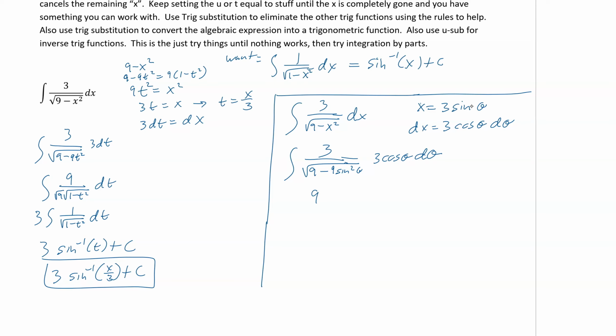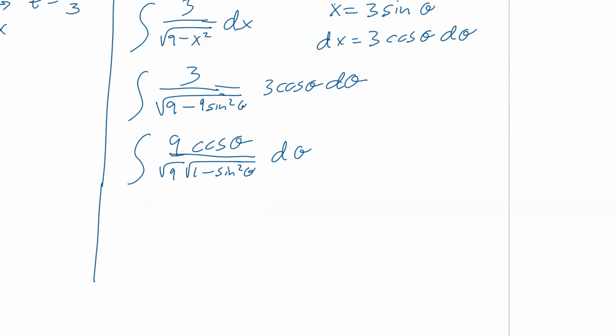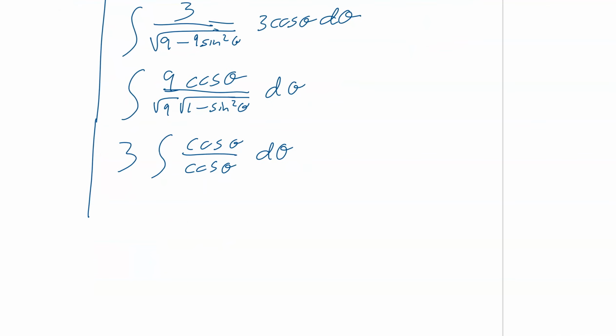All right, so now we put this together. This is 9 cosine theta d theta all over, and we'll take it slowly, the square root of 9, the square root of 1 minus sine squared theta. Let's try that again. That looks better. All right, I'm going to zoom in now. So again, 9 over 9. See, there's your 3. And then we have cosine theta over cosine theta d theta, which just becomes 1. So we're going to rewrite this as 3 d theta. And what's the integral of 3? It's 3 theta, right, plus c.